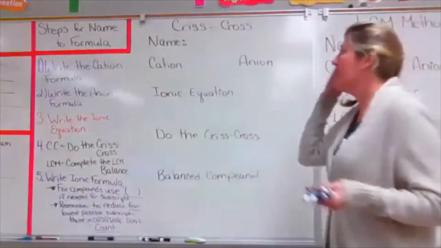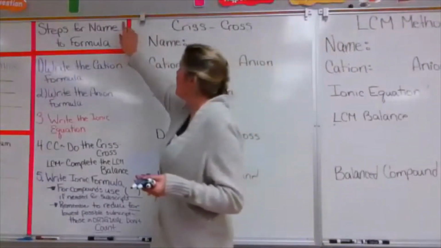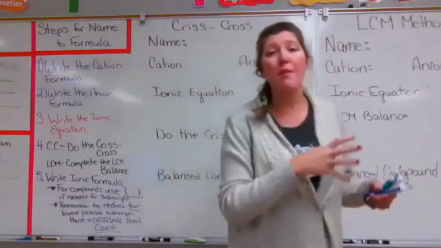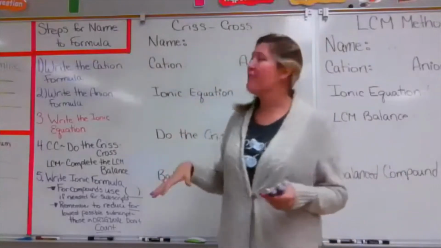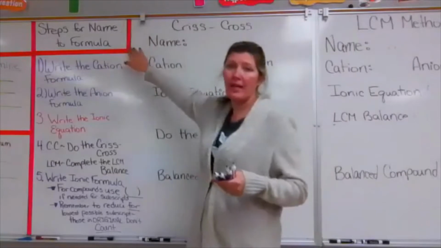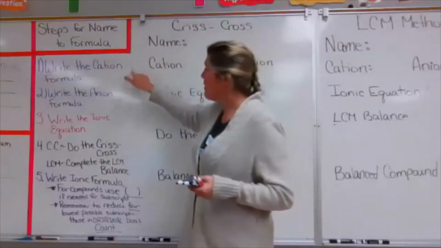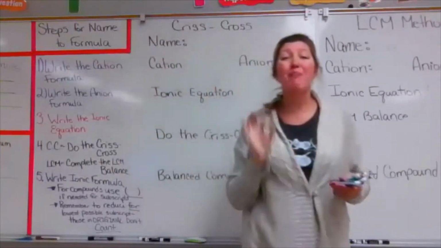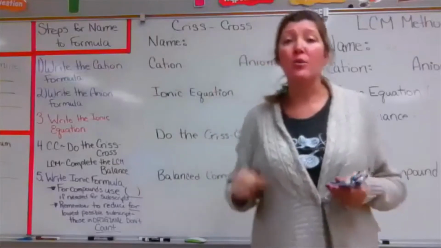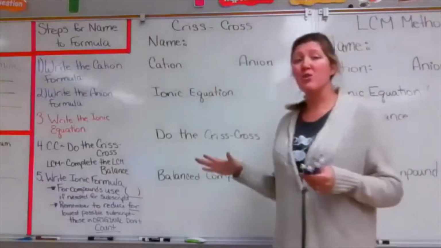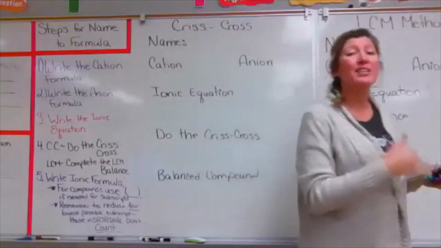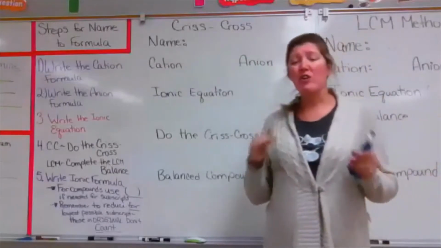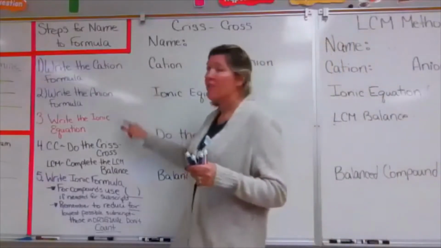Let's start by talking about the steps for going from a name to a formula. So we've gone from formula to name, but now we're going from name to formula. And the first 3 steps are the same no matter which method you're going to choose to use. So we're going to be learning 2 methods, the crisscross method and the LCM, or least common multiple method. And the first 3 steps are the same for all of them.